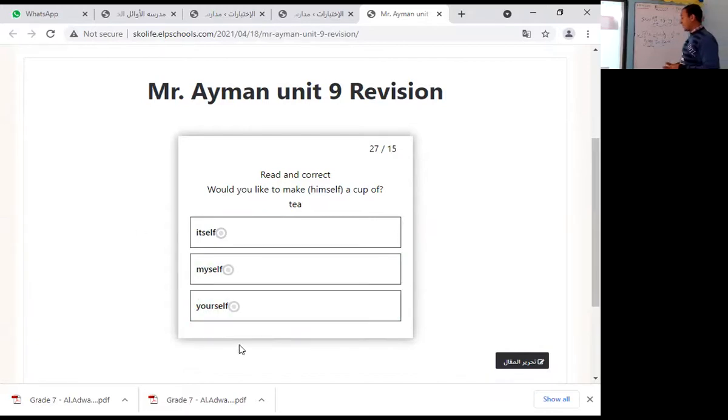We have a mistake. As we said before, we talked about reflexive pronouns. Do you remember reflexive pronouns? We use reflexive pronouns if you want to say that the subject did something himself without any help, okay?